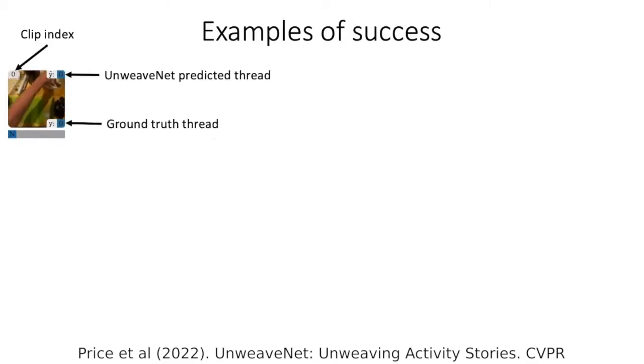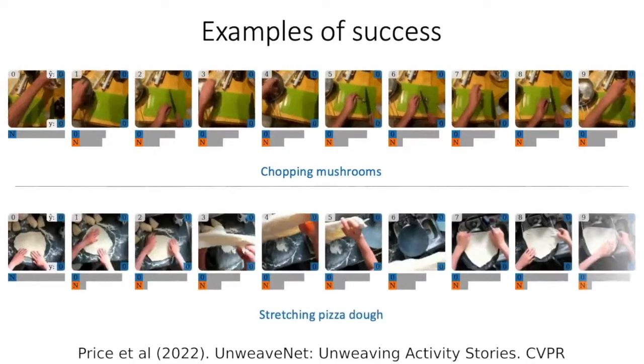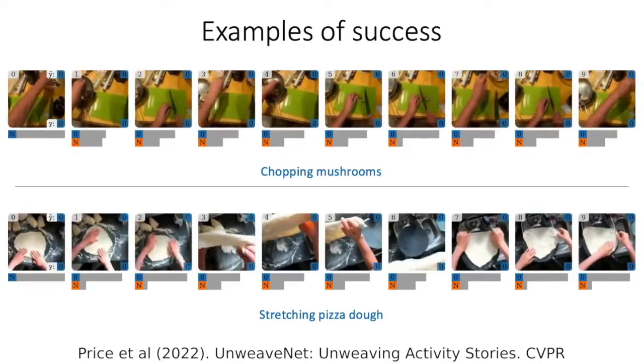Now we show some additional results. Clips are annotated with their index in the top left, the predicted thread in the top right, and the ground truth thread in the bottom right. Below each clip, we show the probability of the clip belonging to each existing thread, whether it begins a new thread. The descriptions shown below each video are purely annotated to support the interpretability of these examples. They are not used in training UnweaveNet.